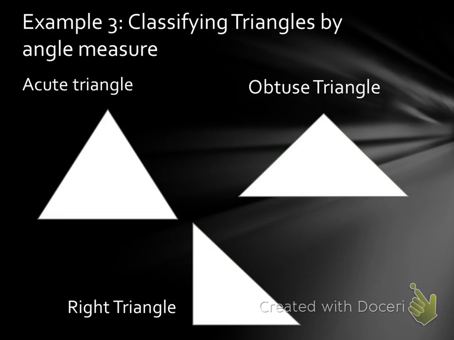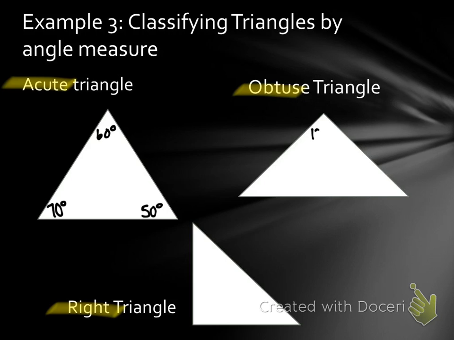So 2 separate categories. When I'm classifying by angle measures, here are my 3 categories. It can either be acute, obtuse, or right. And that all depends on the angle measures. So guess what? If it's acute, all the angles are going to be less than what? 90 degrees. So this is just an example. It could be a lot of different things, but it could be 70, 60, and 50. Are all 3 of these less than 90? Yes. But they all add up to 180.